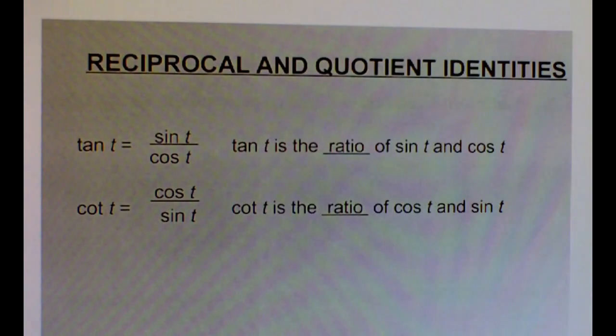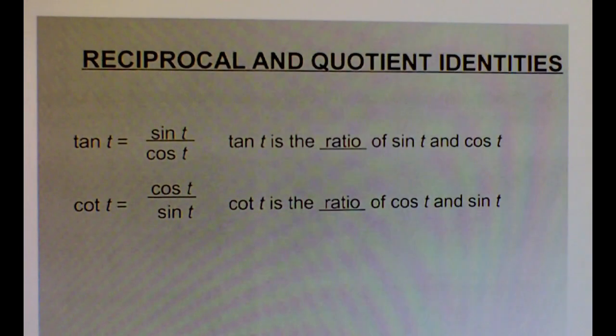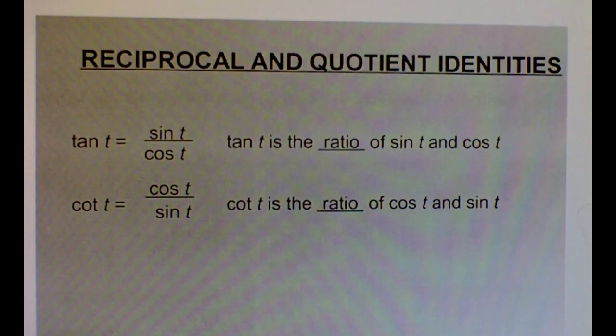Also, tangent and cotangent can be written in terms of sine and cosine. Tangent is the ratio of sine and cosine. It is the sine of our angle over the cosine of our angle. Cotangent is just the reciprocal of that, so it's cosine of our angle over the sine of our angle.